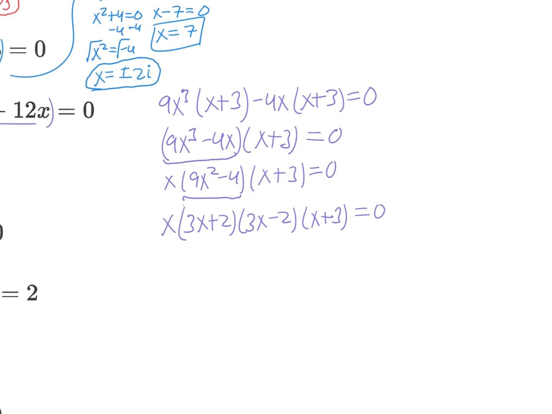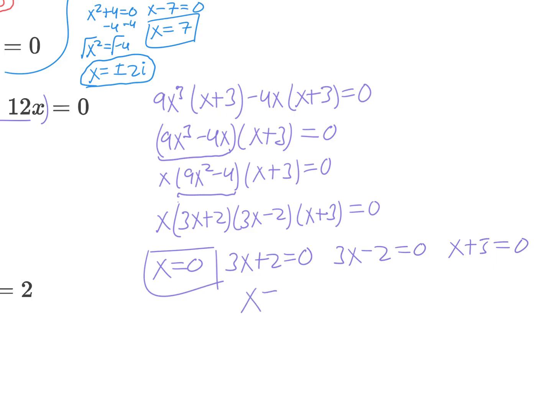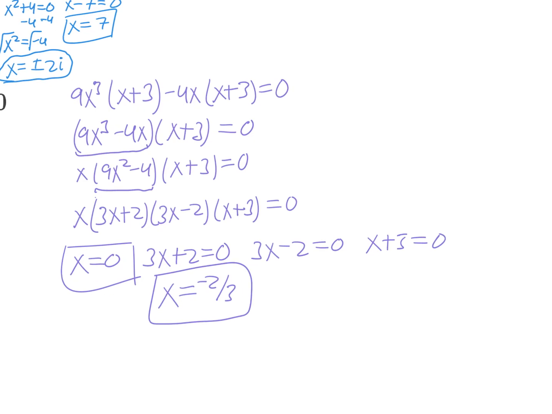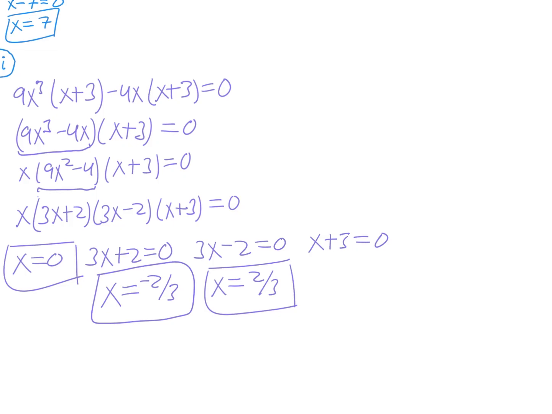equals 0. So I'm just going to set all of these equal to 0. So x equals 0, 3x plus 2 equals 0, 3x minus 2 equals 0, and then x plus 3 equals 0. All right, so then I already have 0 as one of my answers. For my other one, I would get x equals negative 2/3. For my other one, I would get x equals 2/3, right, positive. And then for my other one, I would just get x equals negative 3.